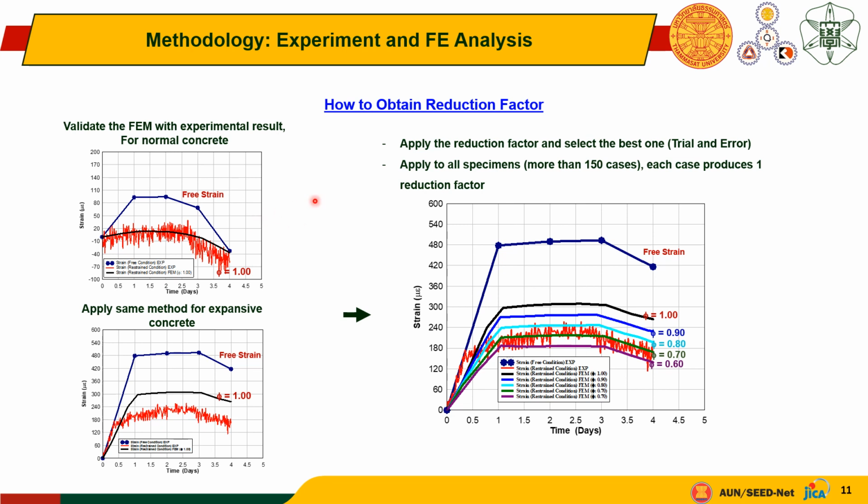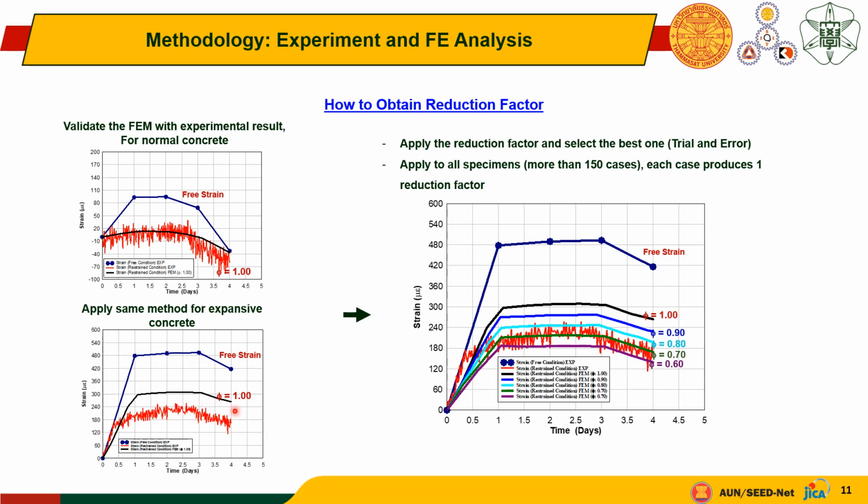First, we need to validate the FEM result with the experimental result for normal concrete. In this result, we can see that without reduction factor, we can simulate the strain behavior of normal concrete under restraint condition. After that, with the same method, we try to simulate the expansive concrete. However, as we can see here, the result of finite element is overestimated compared to the experimental results.